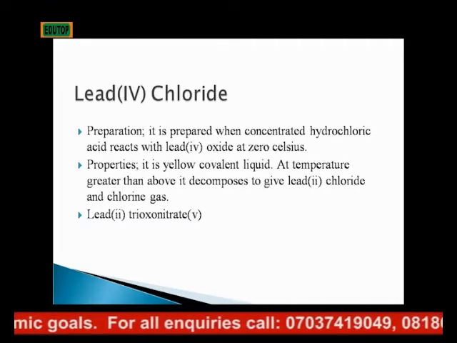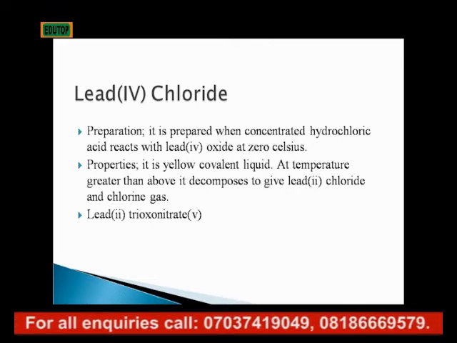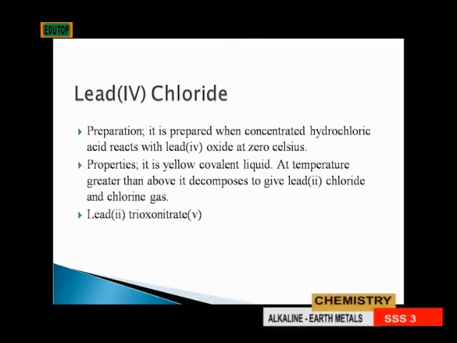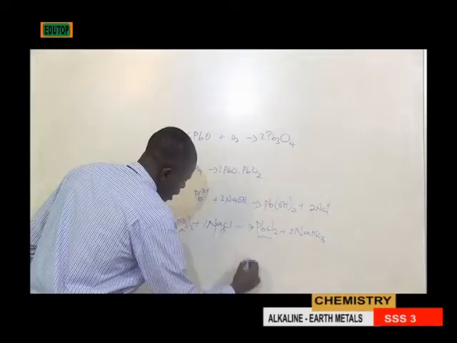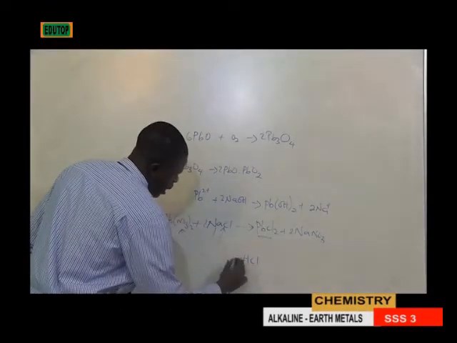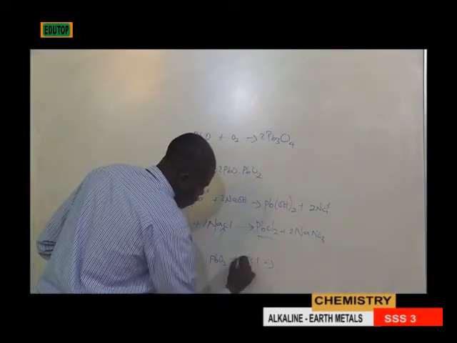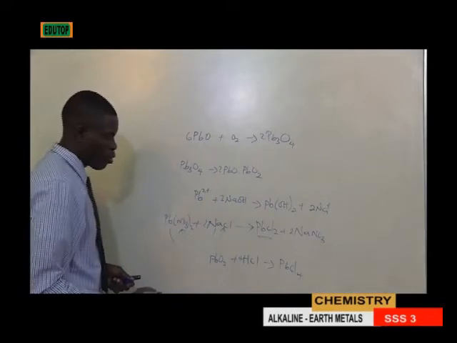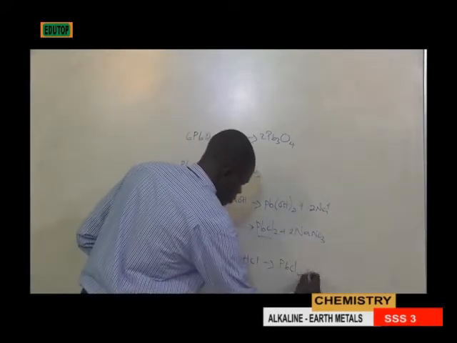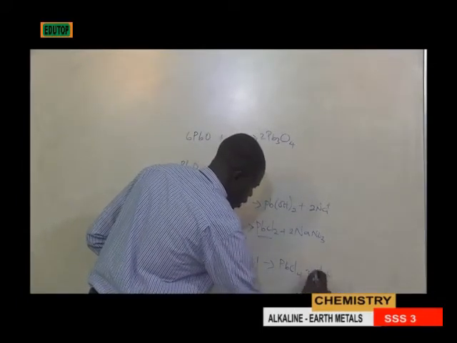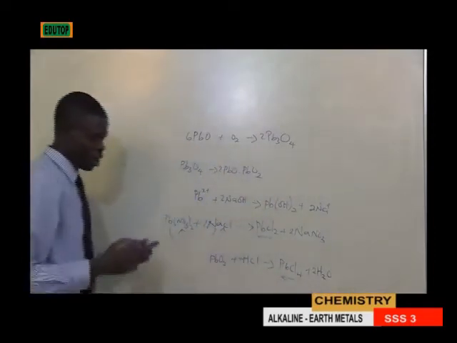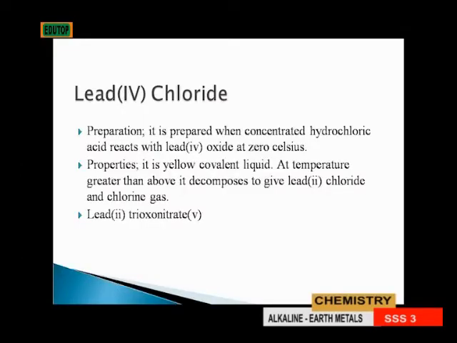Lead 4 chloride. This is a higher chloride of lead than lead 2 chloride. Preparation. It is prepared when concentrated hydrochloric acid reacts with lead 4 oxide. Concentrated hydrochloric acid reacts with lead 4 oxide to give lead 4 chloride plus water. So this is the compound of interest, which is lead 4 chloride.